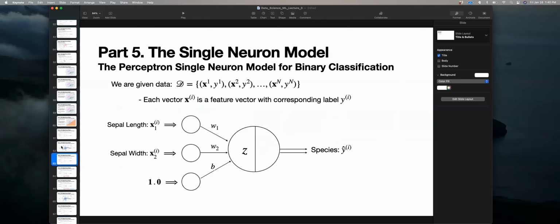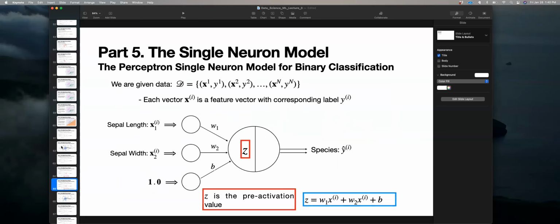So here you can see that I've split my neuron into two separate parts and labeled the left-hand side Z. Z is called the pre-activation value of this neuron. So now we're making a neuron. This is an artificial neuron. We're actually doing it now. This pre-activation value, as you might have guessed, is the weighted sum plus the bias of the input signal at the ith data point. So it's just the weighted sum plus the bias.